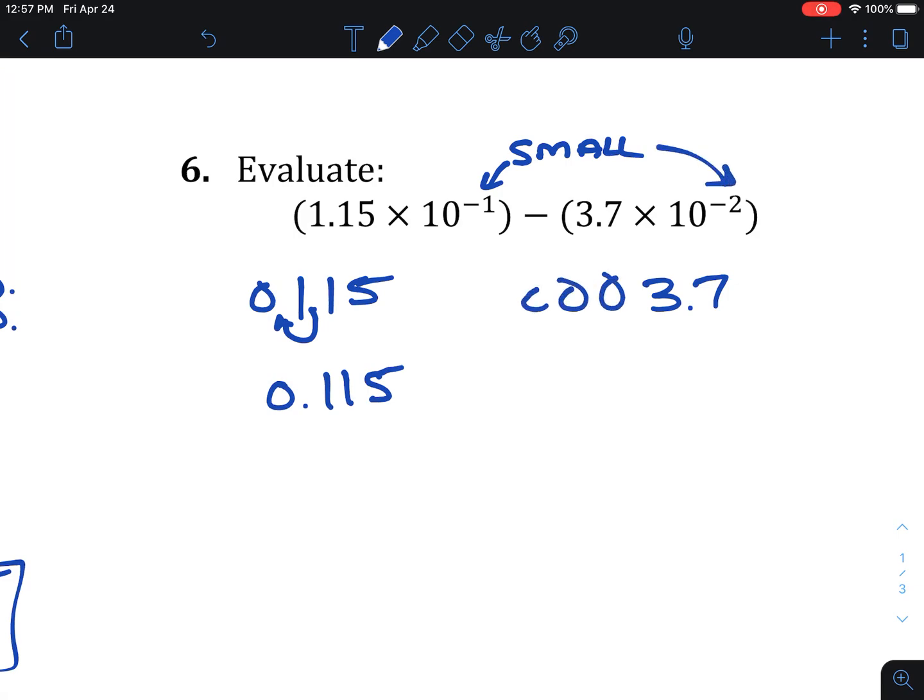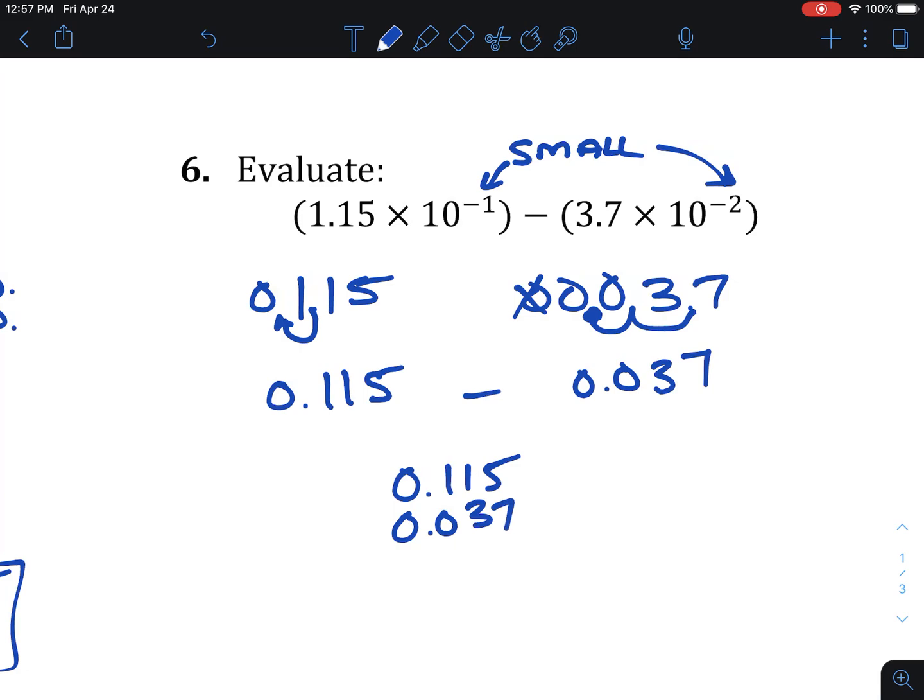3.7 times 10 to the negative 2, again, would be small. Moving that 2 times to the left, 1, 2, in order to make a small decimal. So 0.037. Then we're going to just subtract those two things. I'm going to stack them up so my decimals are lined up, and then I'm just going to do my normal subtraction here.